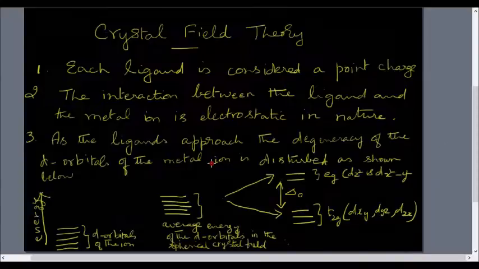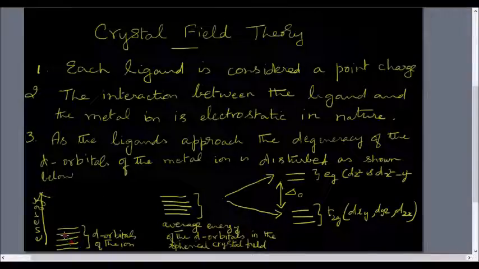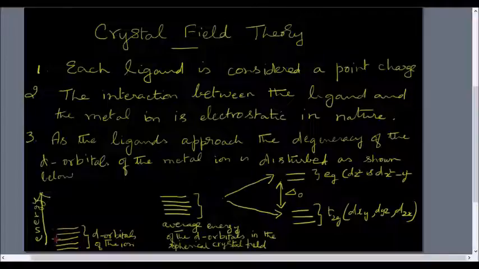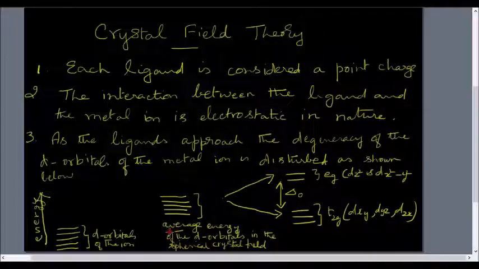Now you see in the diagram what I explained to you just now. Here you see the 5 orbitals of the metal ion. The 5 d orbitals of the metal ion have same energy. We say they are degenerate in nature. As the ligands approach, the average energy of the d orbitals is raised. This is what we say, the average energy of the d orbitals in the spherical crystal field.